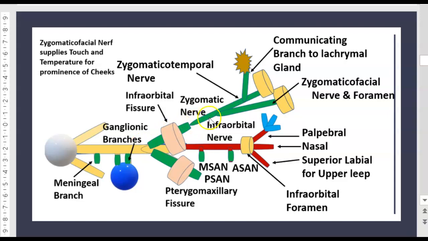The zygomatic nerve gives the zygomaticotemporal nerve and zygomaticofacial nerve. The zygomaticotemporal nerve gives a communicating branch to the lacrimal gland. The infraorbital nerve gives also the middle superior alveolar nerve and anterior superior alveolar nerve before it comes to the infraorbital foramen. From the infraorbital foramen, it gives three branches: palpebral, nasal, and superior labial for the upper lip.